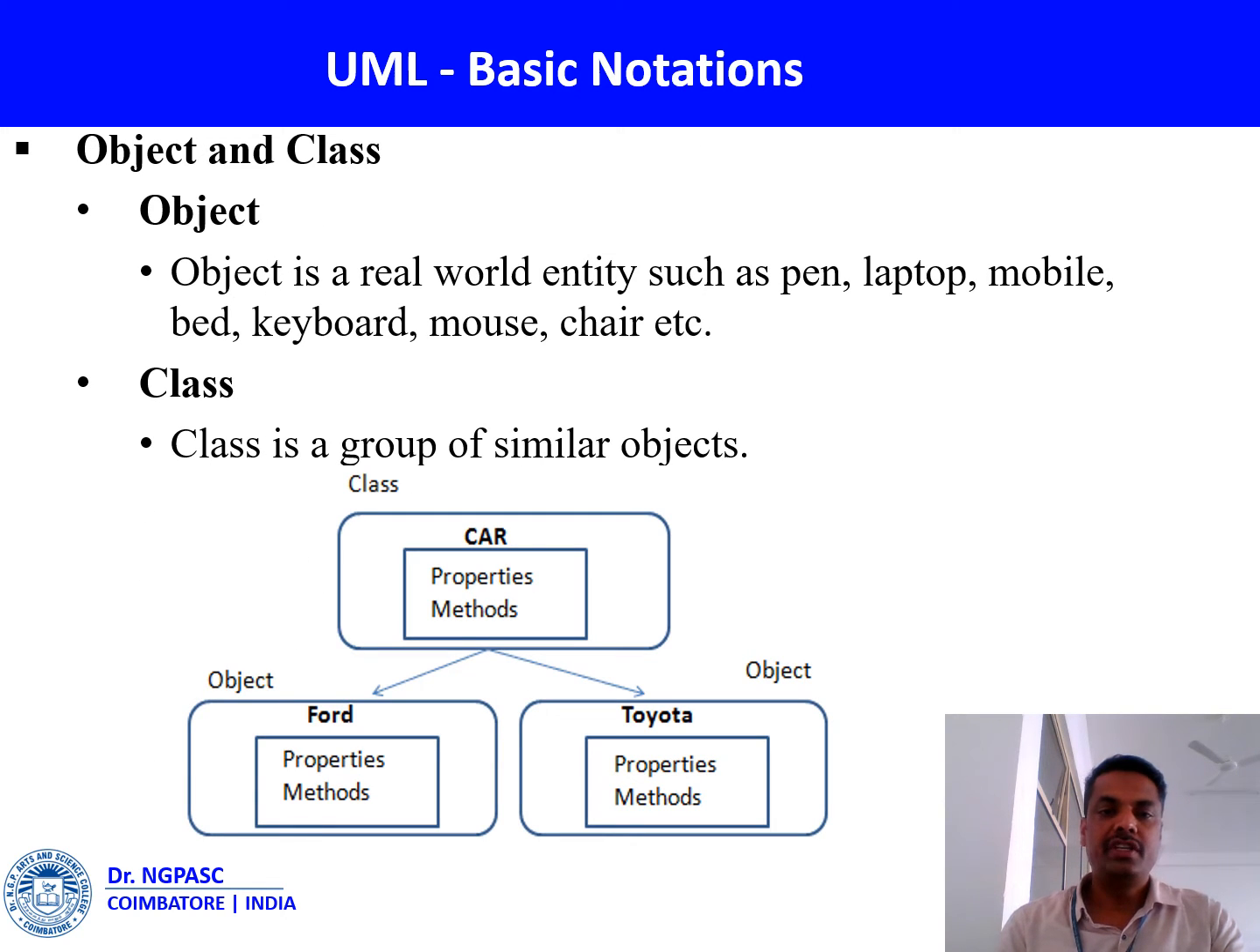Objects and class. Here, an object is a real-world entity such as a pen, laptop, mobile, keyboard, mouse, etc. The class is a group of similar objects. Here also, the car company names like Ford and Toyota are the objects, and car is the class name.